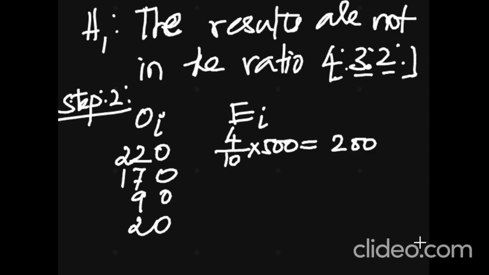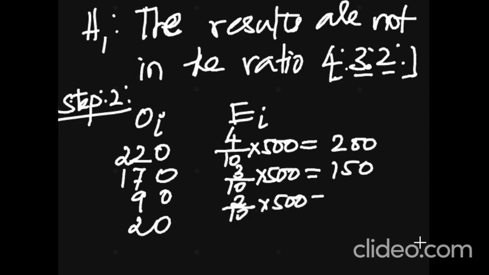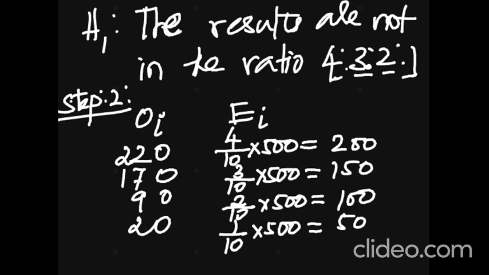And what is the next one? It is 3 by 10 into 500, which is 150. 2 by 10 into 500, which is 100. 1 by 10 into 500, which is 50. So we got the expected frequency.